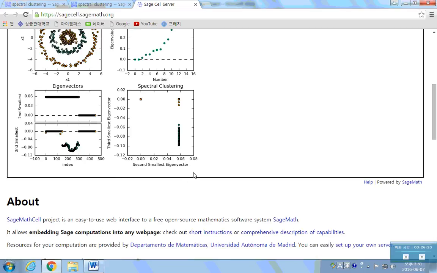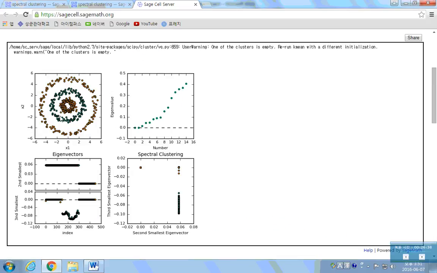This direction is the second smallest eigenvector. This direction is the third smallest eigenvector. So we only have to work with these data. So finally we get 3 clusters. We divide into 3, and the corresponding oriented data are here, here, here, here, like this way. Then we get the final one.